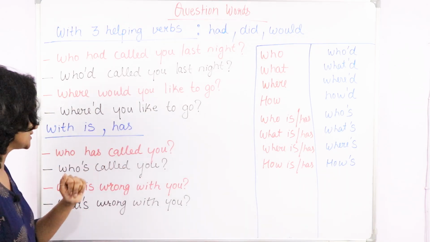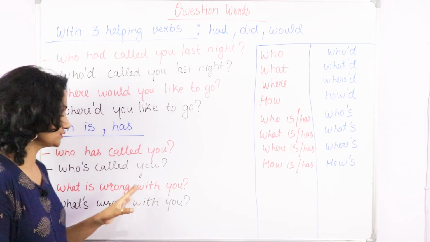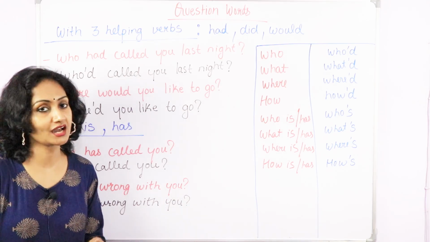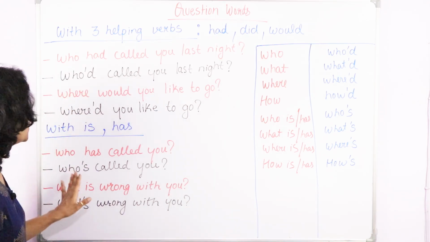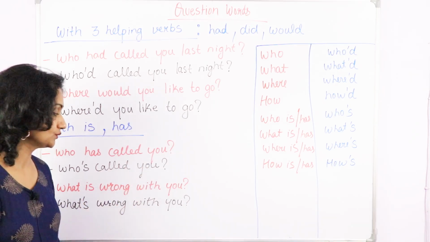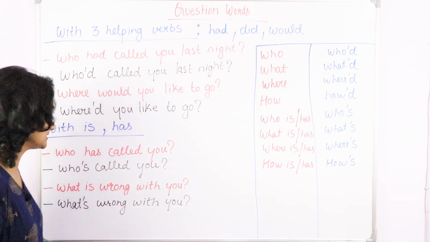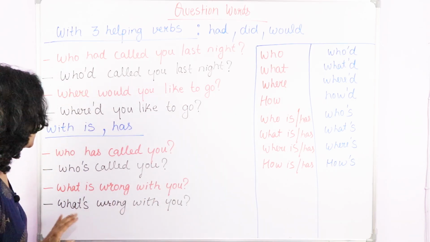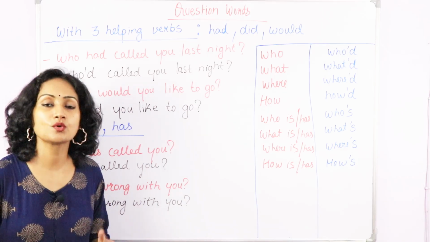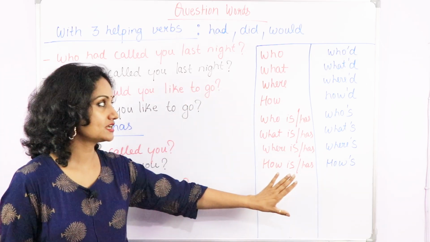Who has called you? Who's called you? So here we are using the third form of the verb, so we know that it has to be has. It can't be is. Okay, so who's called you? What is wrong with you? Here it can't be has, it has to be is. So what is wrong with you? What's wrong with you? What is your name? What's your name? So this is the difference, and this is the pronunciation.